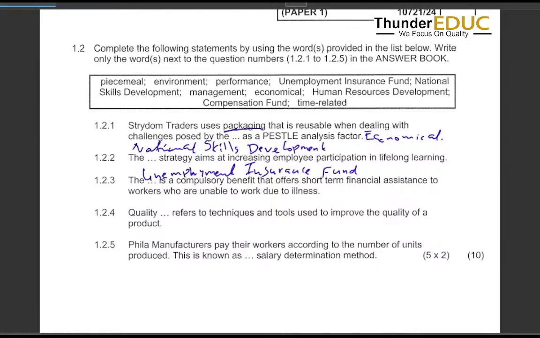So now let's check 1.2.4. Quality dash refers to techniques and tools used to improve the quality of a product. So this is quality management. Okay, right. So now let's move on to 1.2.5. It reads as follows. Pillar manufacturers pay their workers according to the number of units produced. So this is known as piecemeal salary determination.